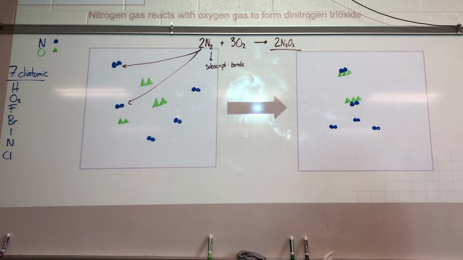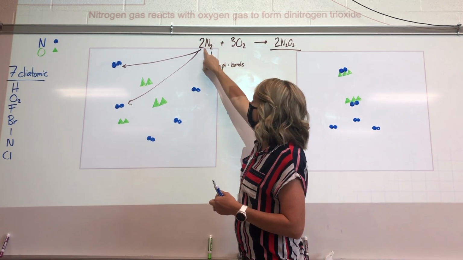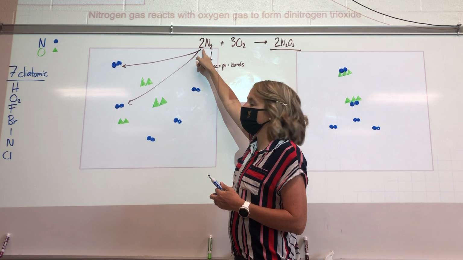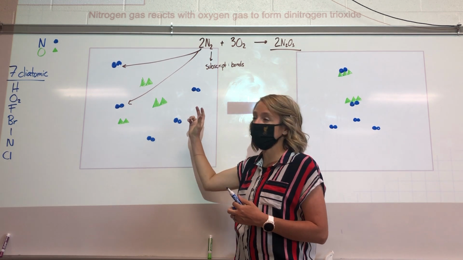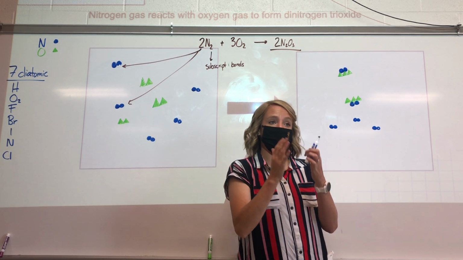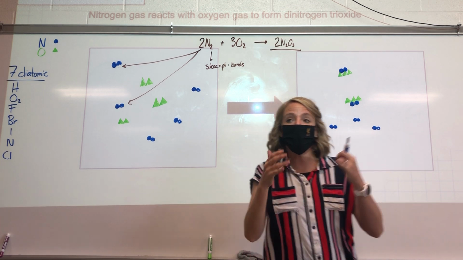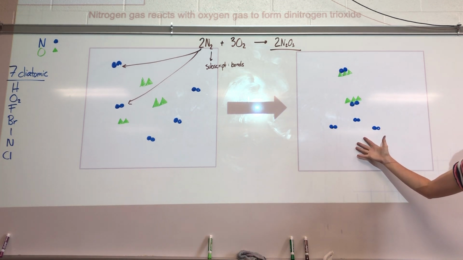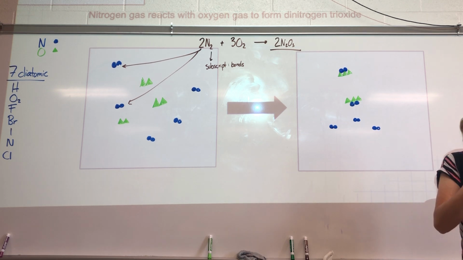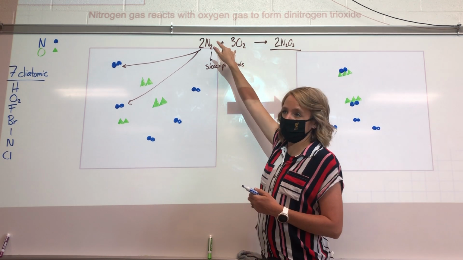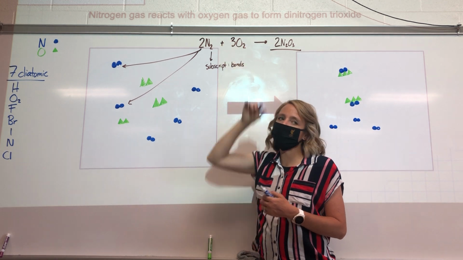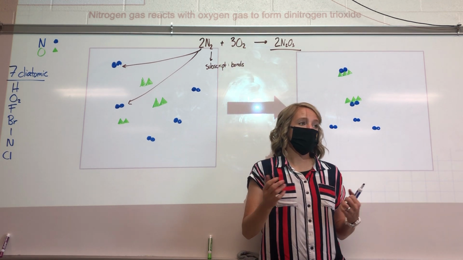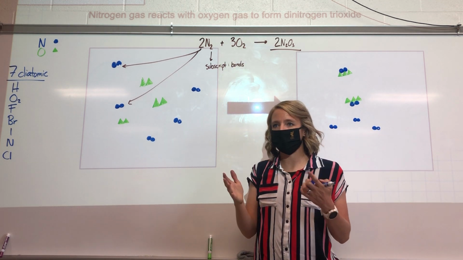So be aware that the numbers up here don't tell you that you have to have 2 and 3. That's the perfect ratio, but you can always have more and you'll just end up with leftovers. But it is critical: if you don't have enough of the ratio, then it won't happen. Right? If you don't get enough of it, then it will stop.